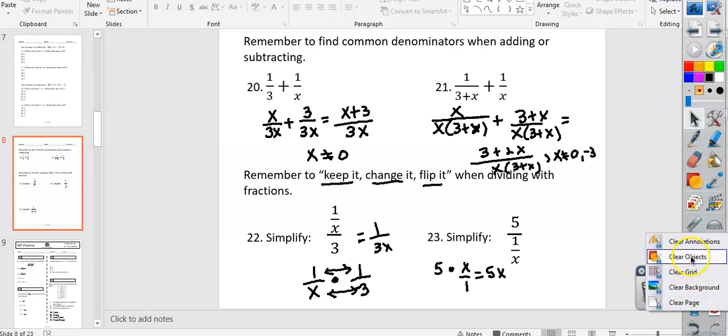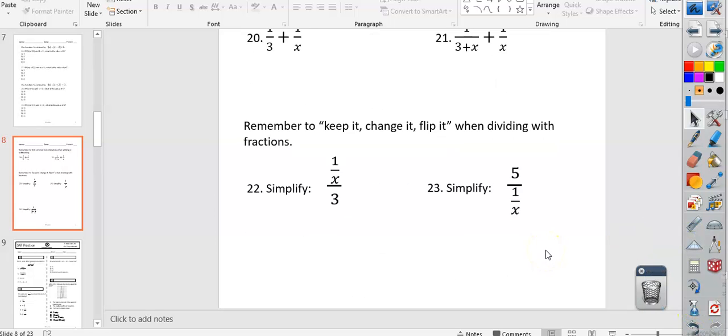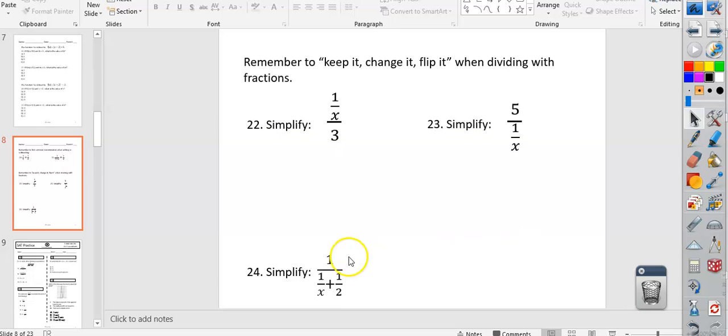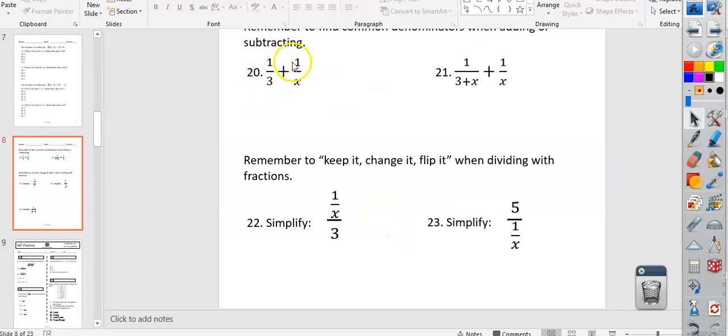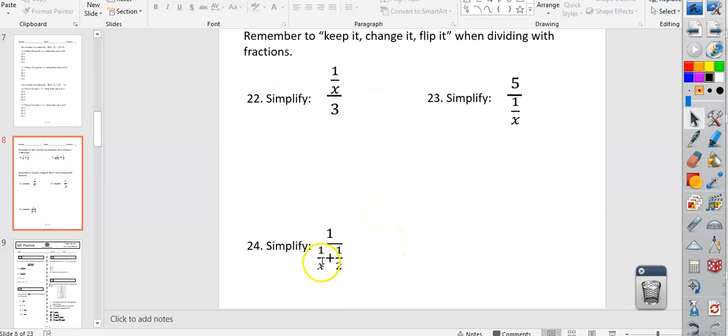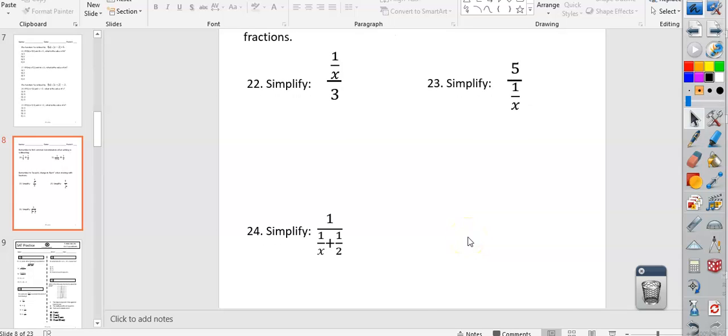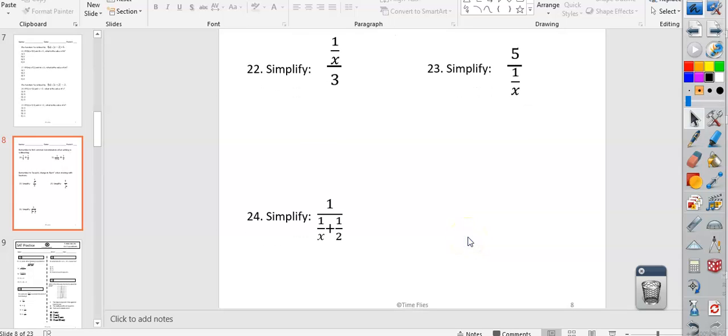Then there is one problem below here that's a combination. You still need to keep it. Well, first, I think I would find the answer to this, simplify this like we did in 20 and 21. Find that answer first, then use your keep it, change it, flip it principle. So that will be it for this video, and finish up, and then you'll be able to check your answers before you take the little mini test.